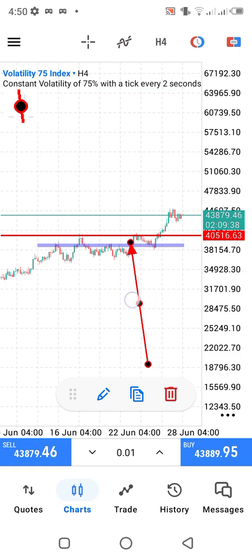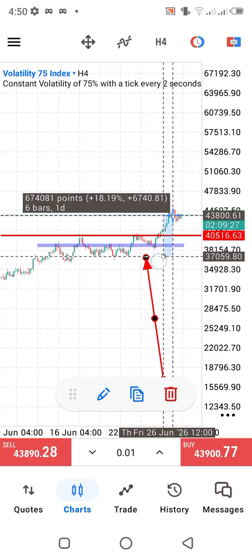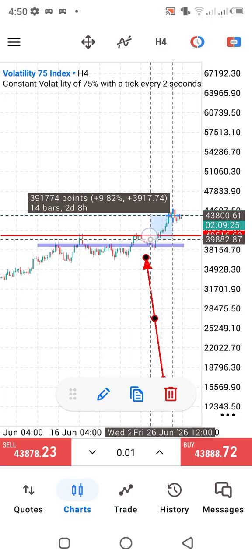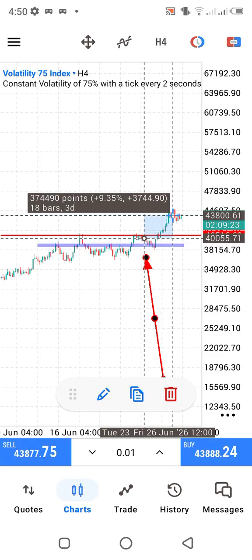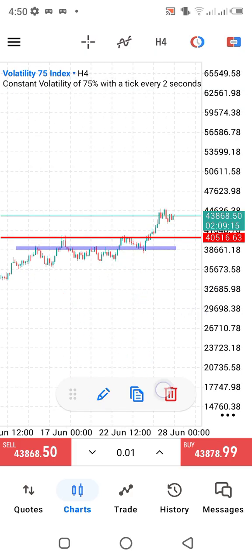So even here, when price broke above this area, you could have taken another entry here for buys, right? You would have taken another entry here for buys. So that could have been around from here, that's around a plus 9% increase, right? So 3,000 pips for this pair. So yeah, currently that's what we are seeing here.